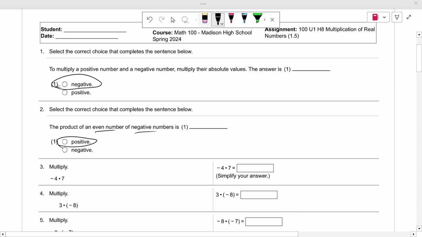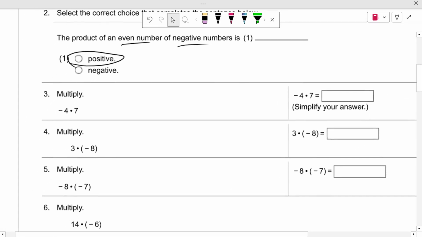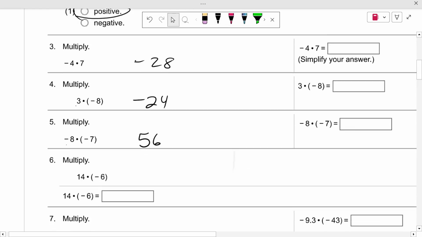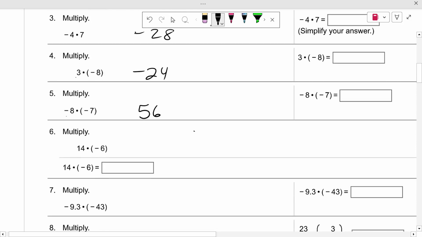Okay? All right. So the first ones that you'll get are fairly simple. Negative 4 times 7. Well, what's 4 times 7? 28. So negative 4 times 7 is a negative 28. 3 times negative 8 is negative 24. Negative 8 times negative 7, positive 56. And then we get into the ones where there's 2 digits.